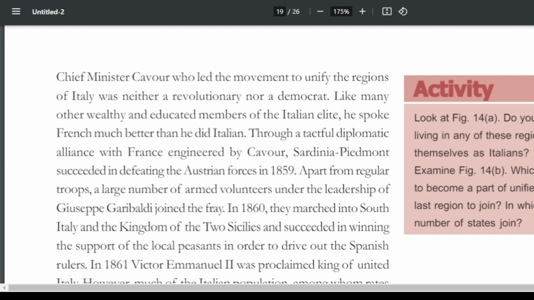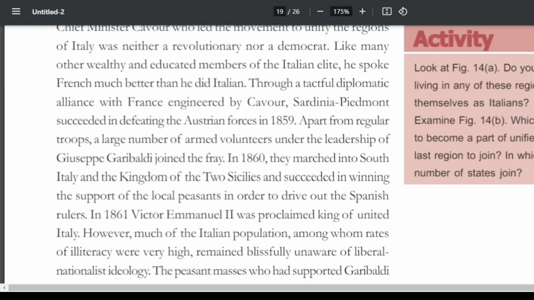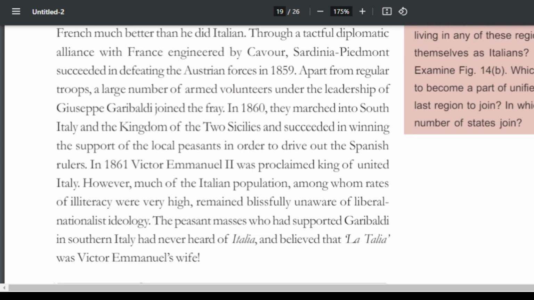Through a tactful diplomatic alliance with France, engineered by Cavour, Sardinia Piedmont succeeded in defeating the Austrian forces in 1859. Apart from regular troops, a large number of armed volunteers under the leadership of Garibaldi, not Giuseppe Mazzini, joined the fray. In 1860, they marched into South Italy and the Kingdom of the Two Sicilies and succeeded in winning the support of local peasants in order to drive out the Spanish rulers. In 1861, Victor Emmanuel II was proclaimed King of United Italy.